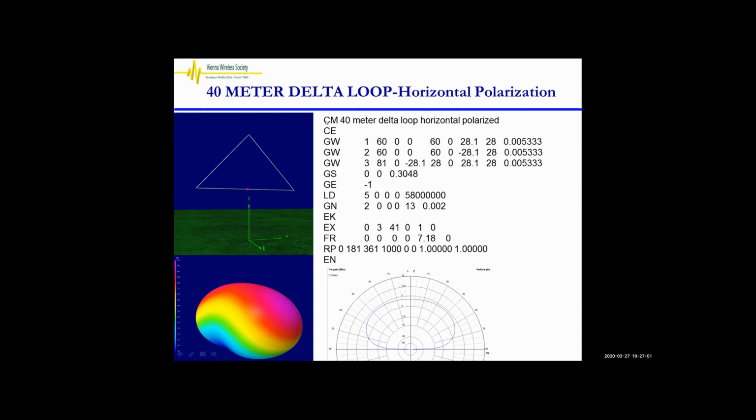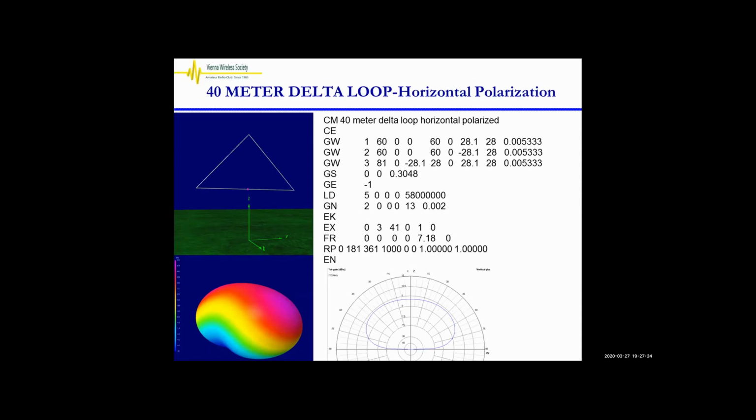So here's my CM comment command. This is the input file, what it looks like. It says, 40-meter delta loop. CE command is for end the comments. And then my three GW commands describe my three wires, 1, 2, and 3. These are my coordinates in feet.